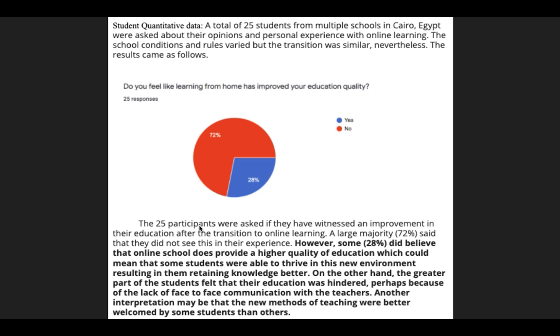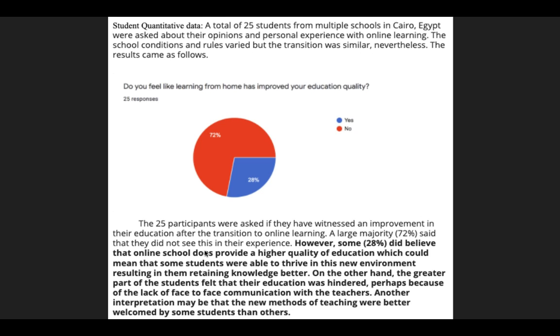The student has analysed it now. They've started off by just saying what's been said. They're just repeating this at this stage. The 25 participants were asked if they have witnessed an improvement in their education after seeing the transition to online learning. A large majority, 72%, said they did not see this in their experience. That is just repeating what the graph says. It's good, it's helpful to me, the reader, but you're not actually making an inference or trying to explain anything away or looking at cause and effect. You're not analysing in any way, you're just repeating.